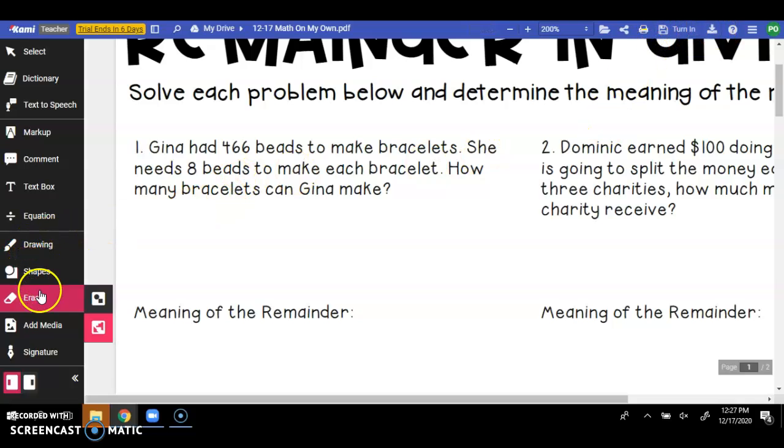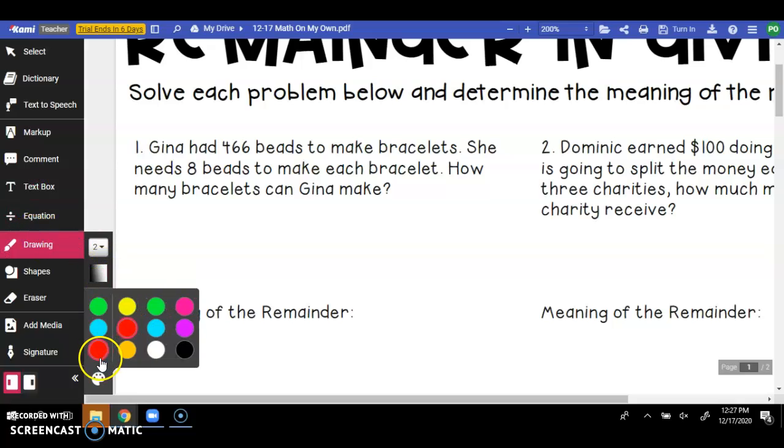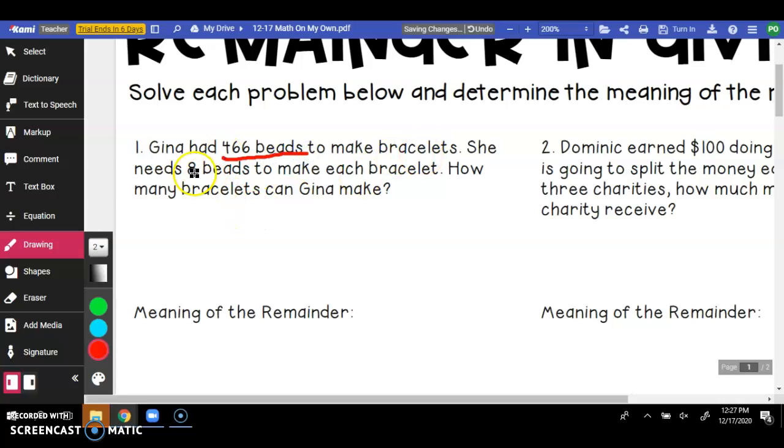So, today I'm going to be using the drawing tool, the eraser tool when I make a mistake, and the text box tool. Okay? So let's see. Let me start off with drawing. Red is a good color for me to start off with. So Gina has 466 beads to make bracelets. She needs 8 beads to make each bracelet. The question is, how many bracelets can Gina make?